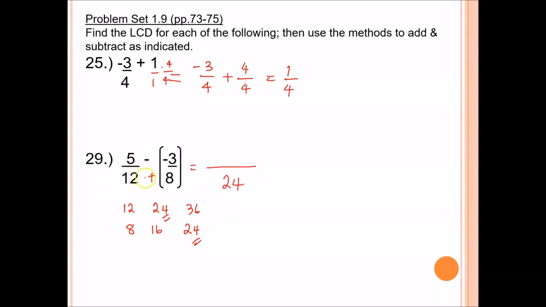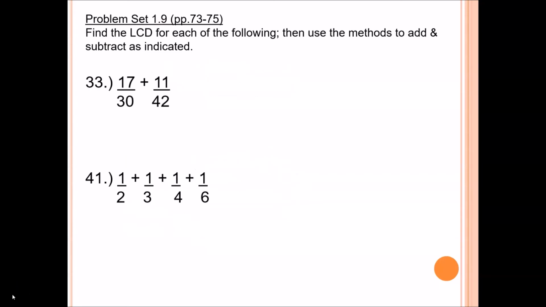And now 12, what do we do with 12 to become 24? We times 2, right? So we also times 2 this one. So 5 times 2 is 10. And now we use addition. And 8, what do we do with 8 to get 24? We multiply by 3, so the top also multiplies by 3. So that will be 3 times 3 is 9. And so finally, we have 10 plus 9 is 19 over 24.